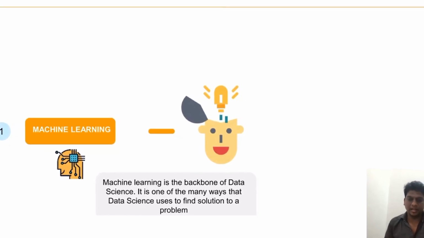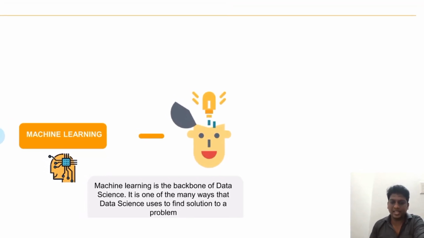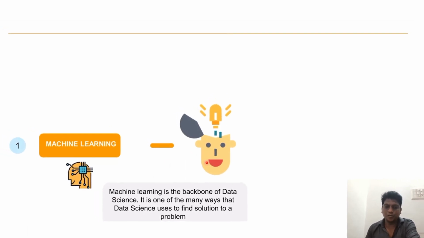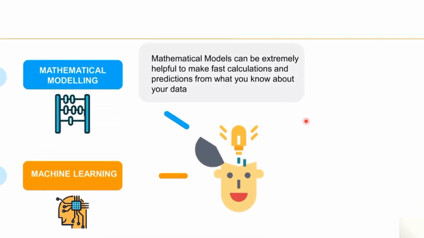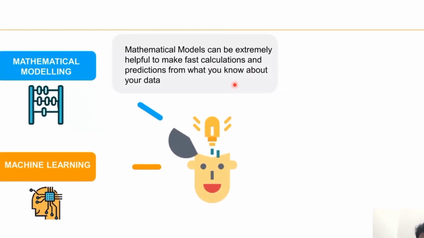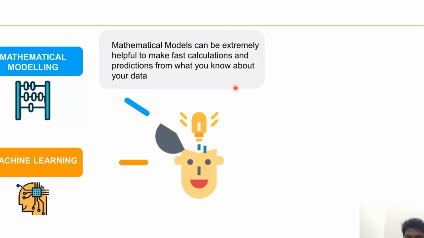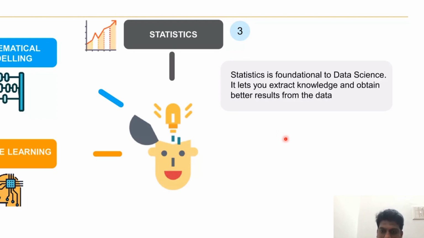The technical requirements of data science. Number one is machine learning. Machine learning is the backbone of data science. It is one of the many ways that data science helps to find a solution to a particular problem. The second one is mathematical models. They help in making fast calculations and predictions from what you know about your data. The third one is statistics. It is the foundation of data science. It helps you extract knowledge and better results from the data that you have.